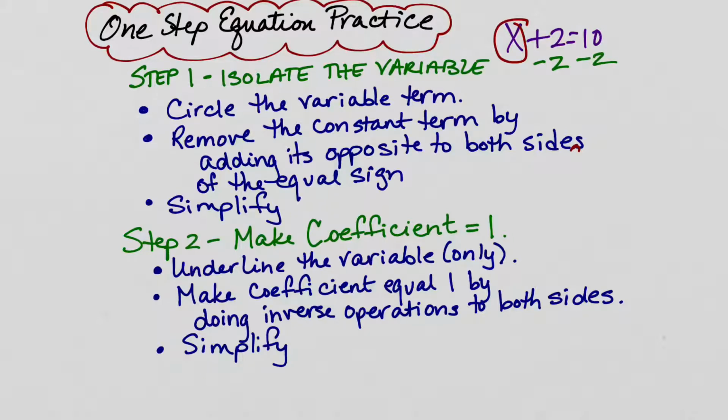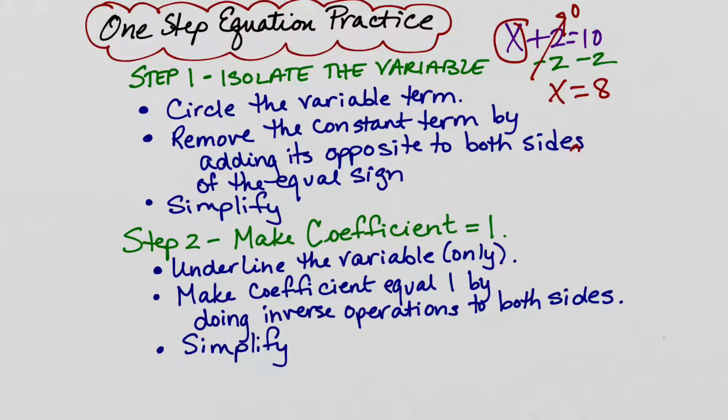So I'm going to add negative 2 to both sides of the equation, and then I'm going to get x equals 8. Because what will happen is that negative 2 and 2 will then cancel, or add rather, to 0. So this becomes x equals 8 when I simplify the left side and the right side. And you're done with that.